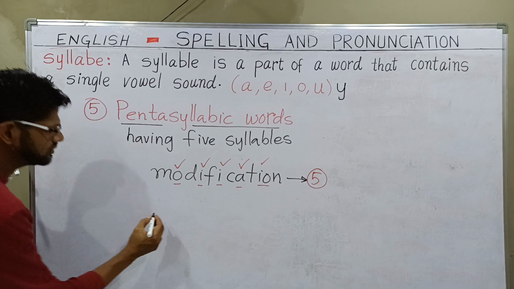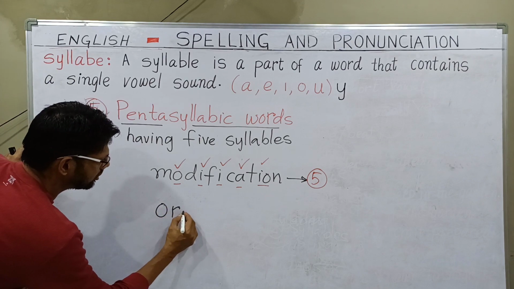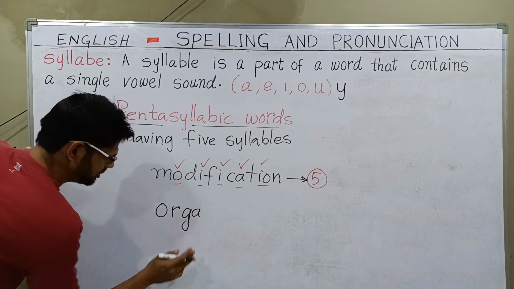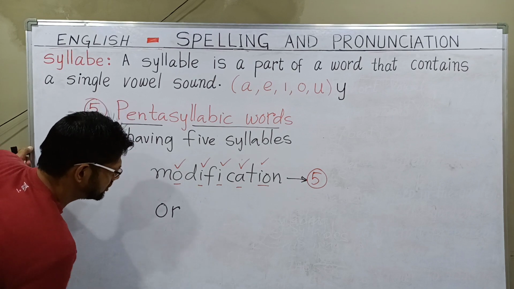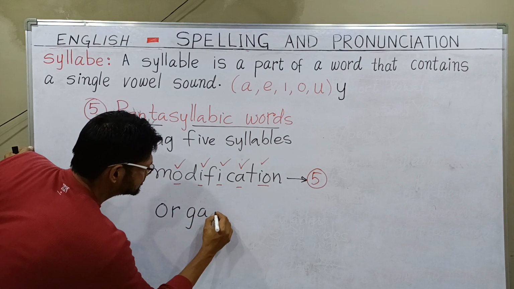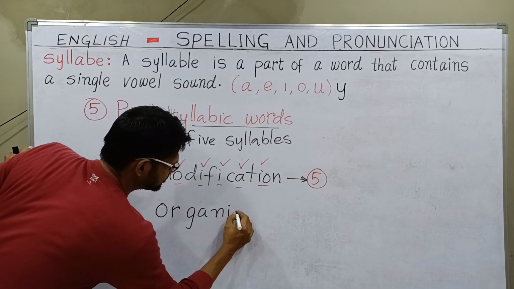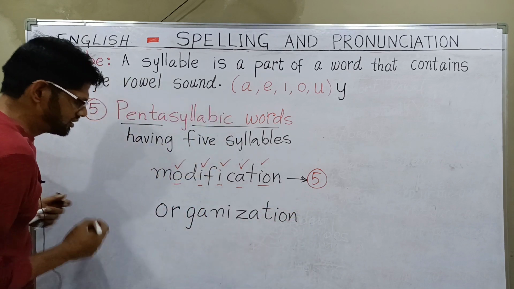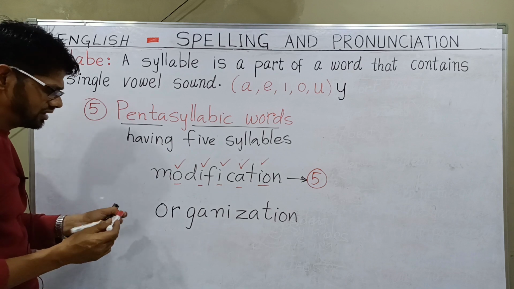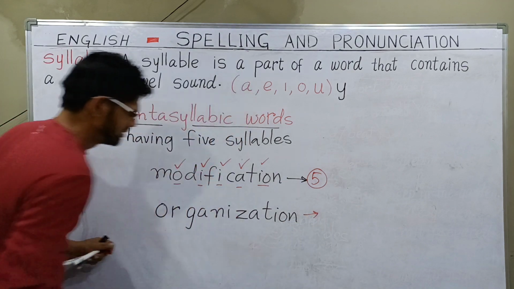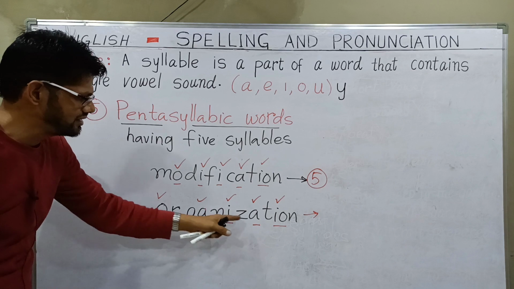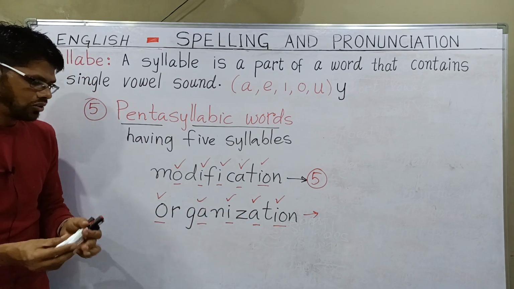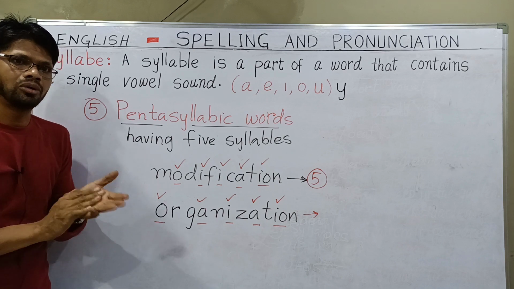I can give you many examples. For example, organization. Let me write G properly. Organization. In the word organization, how many vowel sounds do we have? Let me count. Organization. So easily you can count by clapping. How to clap? I will give you an example.